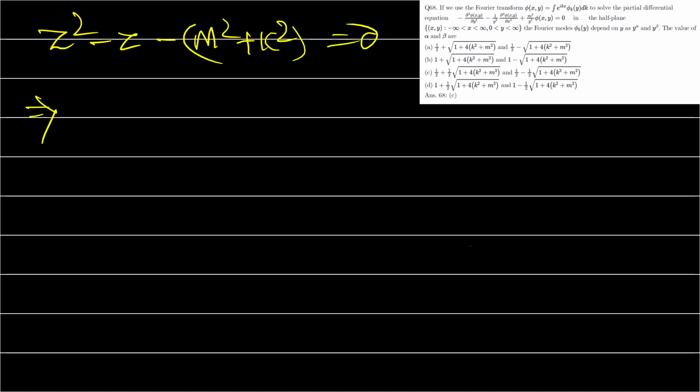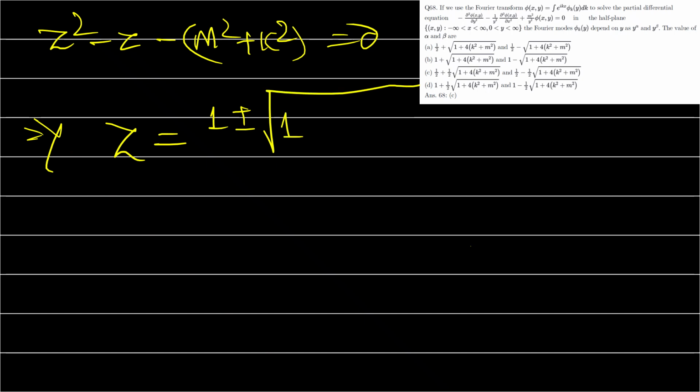So by solving the quadratic equation, we get z equal to minus b, means 1, plus or minus square root of b square, b square means 1 square, minus 4ac, plus 4 into a into c, 4 into 1 into this, divided by 2 into a. This is basically the z value, means z1 and z2 value. So z1 is plus, z2 is minus.